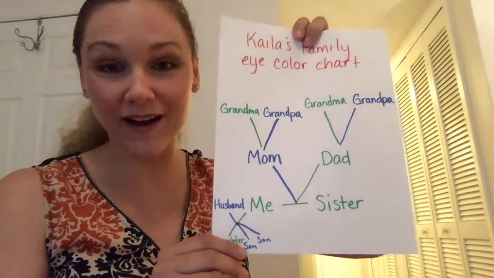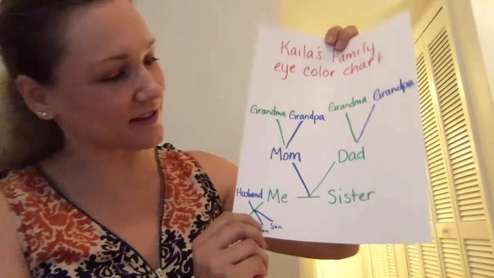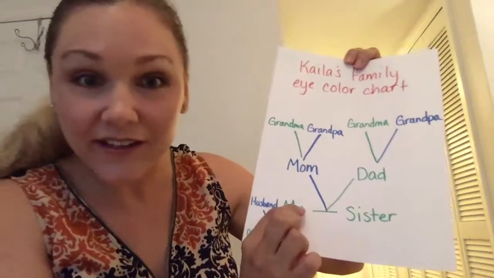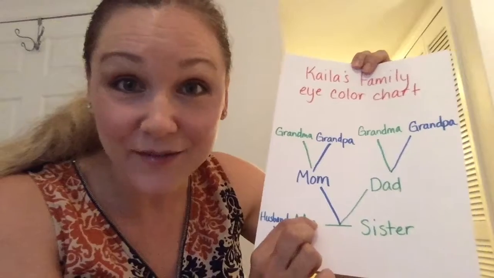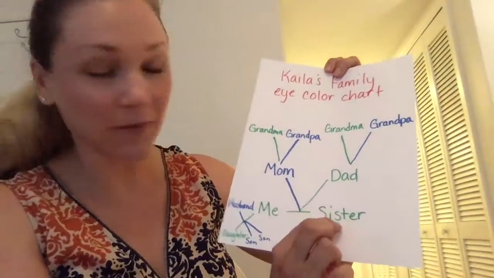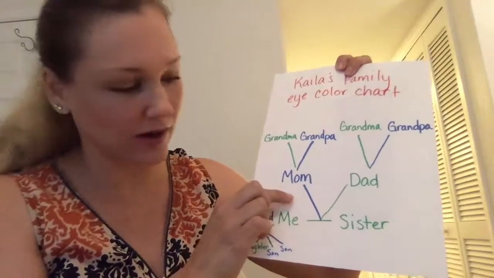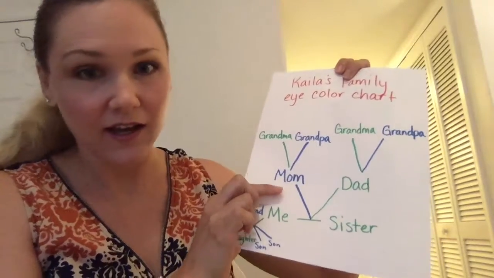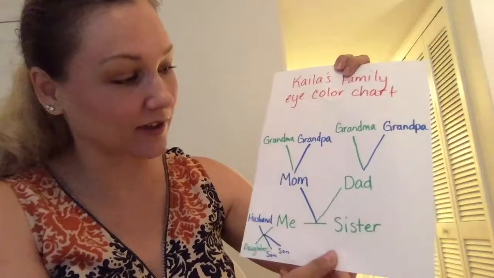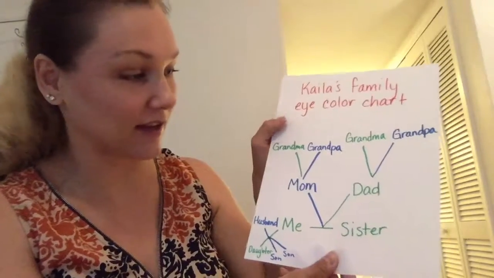Okay, I've made my eye chart, and you can see that my eyes are green. It might be kind of hard to see in this lighting, but they are green. And my sister also has green eyes. My mom has very, very light blue eyes. I almost say they look like a husky. And my dad had green eyes. He's deceased now, but he did have green eyes.